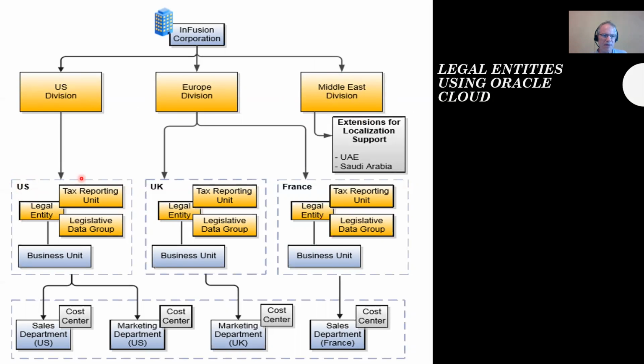Here you can see there's a US, the UK, and France. Notice how each of these countries has its own tax reporting unit and legislative data group. Again, this is more Oracle Cloud specific, but you can see what's going on here. An ERP and Oracle Cloud gives you the ability to split these countries up. And as you can see, there's a business unit, in this case a business unit attached to each one of the countries.